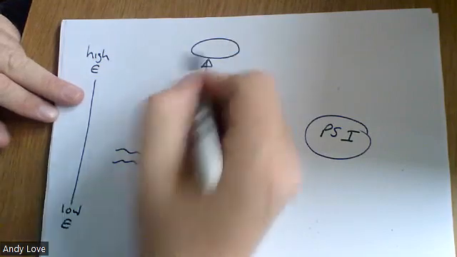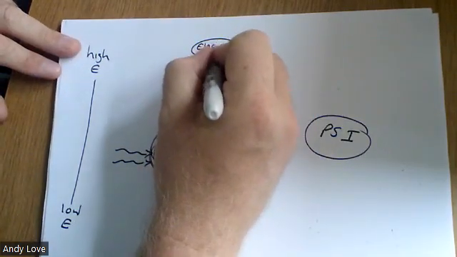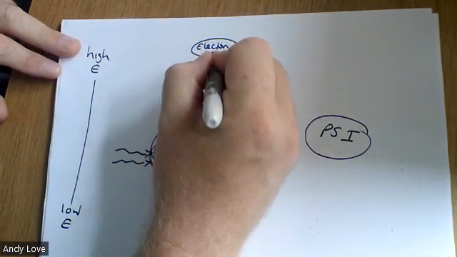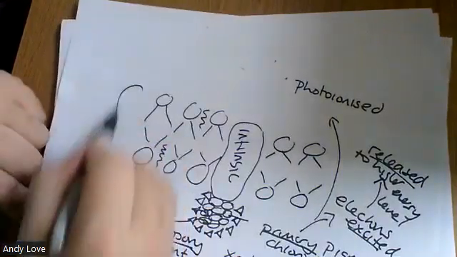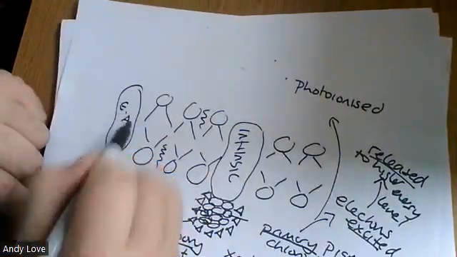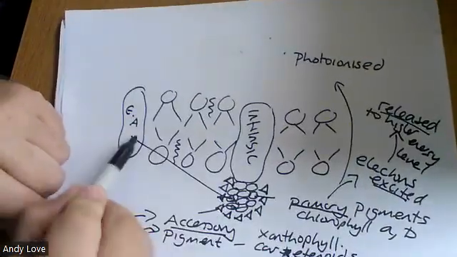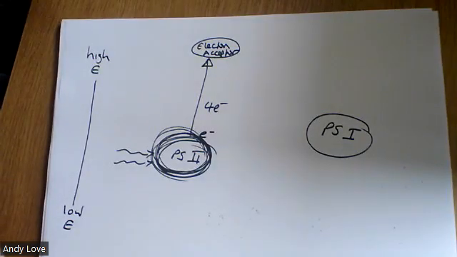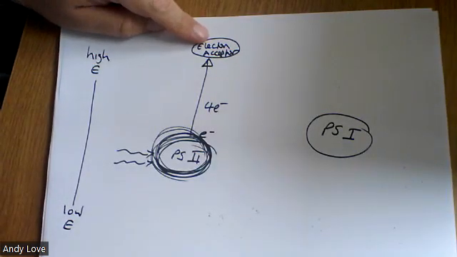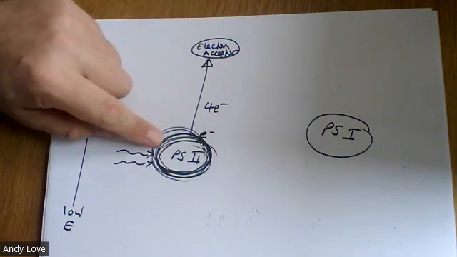They're accepted by an electron acceptor protein, which is found in this membrane. So the electrons are passed on to the electron acceptor. When the electron acceptor gains the electrons, it becomes reduced, and the chlorophylls in PS2 become oxidized or photoionized.